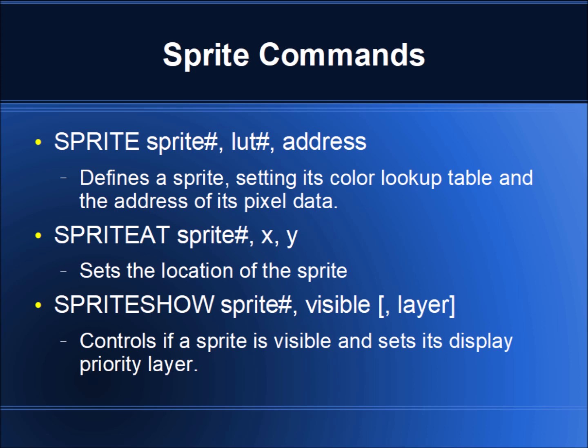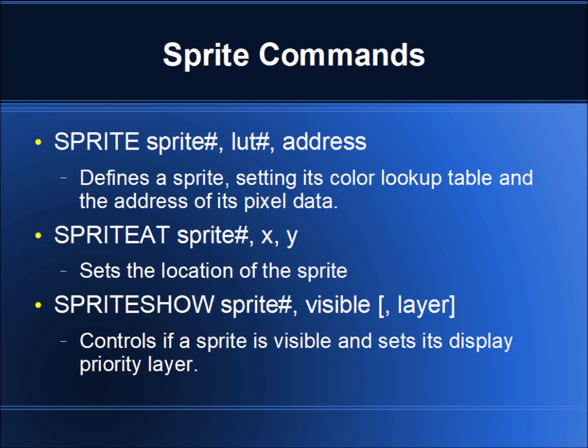The next command here, sprite at, just sets the X and Y coordinate of the sprite where you want it to be displayed. And the final command here is sprite show, where you give it a sprite number and a visible value. Again, that's a 0 or any other value. If it's 0, the sprite is not displayed. If it's any other value, it is displayed.